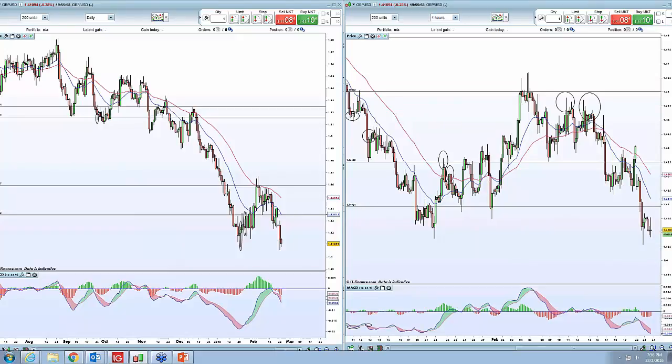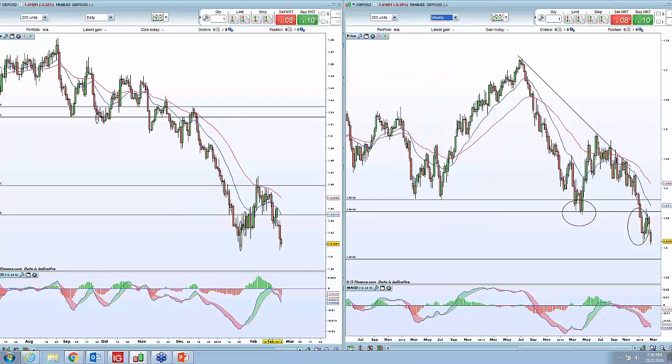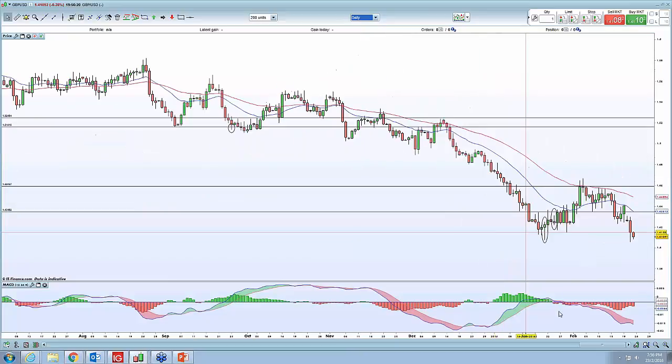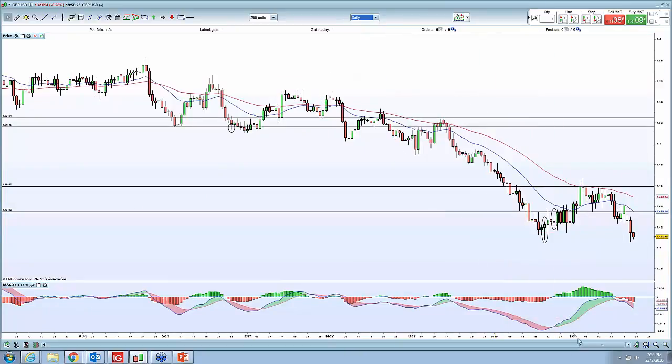Okay, but just take note for pound dollar, right? I think there's still legs to the downside. Let's say I think it might go to 140. I'm not surprised, but just take note on the weekly chart. There's a huge divergence coming up. You see a lower low here, but MACD is making a higher low, so there's a bit of a bullish divergence here. On the daily chart, okay, still looks quite bearish.